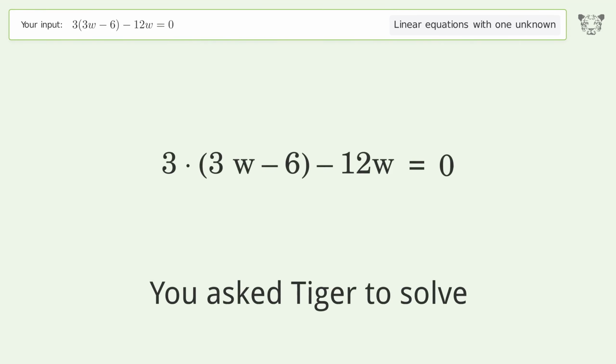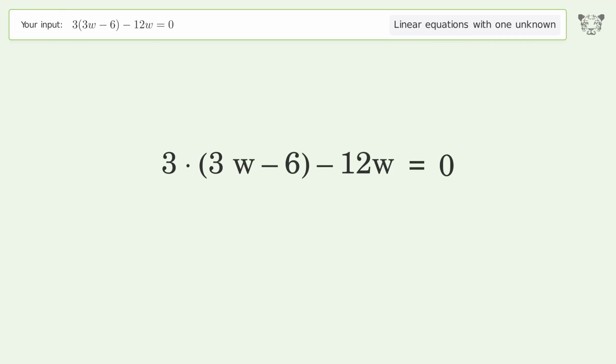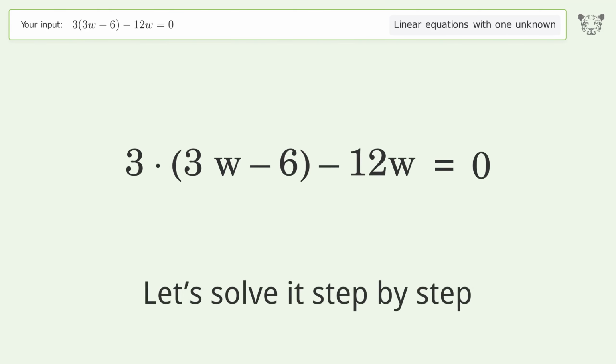You ask Tiger to solve this. This deals with linear equations with one unknown. The final result is w equals -6. Let's solve it step by step.